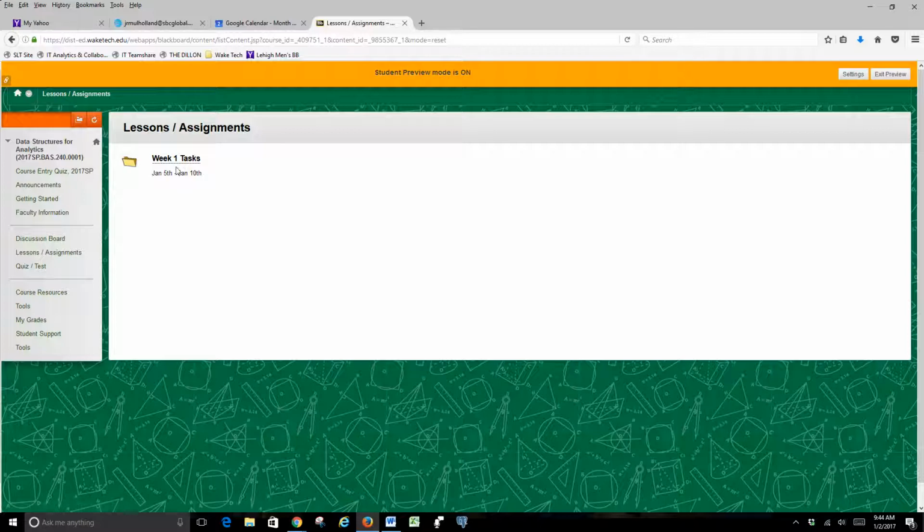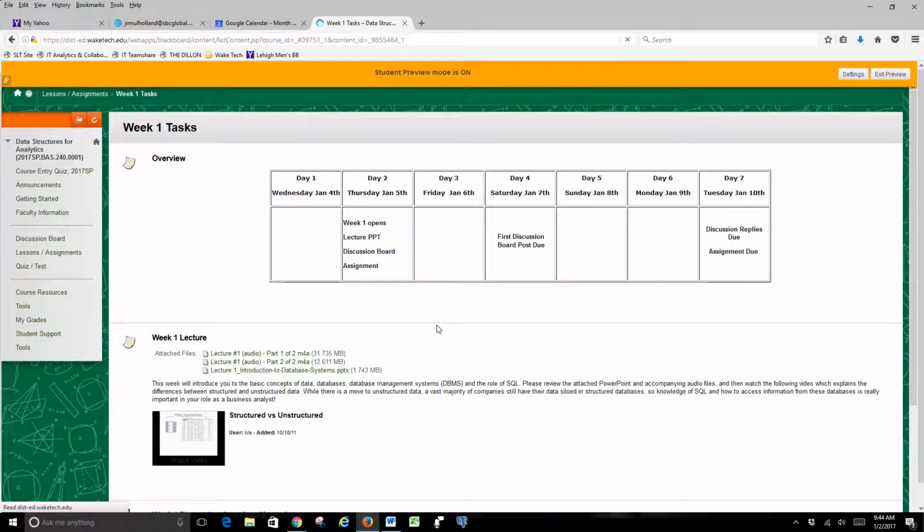Of course, every week there'll be lessons and assignments, and you'll see here that week 1 is posted already. We'll be able to go in here and see what's due for the week. In general, the first part of the page outlines every day of the week and what's going on. Typically, the first discussion post is due on Saturday at midnight, and sometimes there's a follow-up that's due on Tuesday.